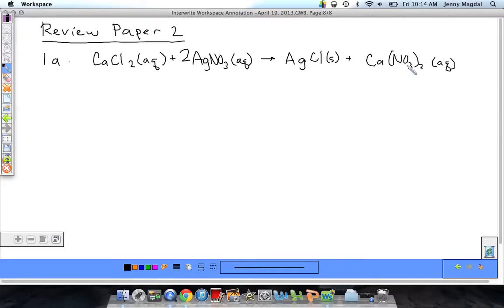Now I have two nitrate groups on both sides. To get my chlorines and silvers to balance, I need to put a 2 in front of my silver chloride. Then I have a balanced reaction.